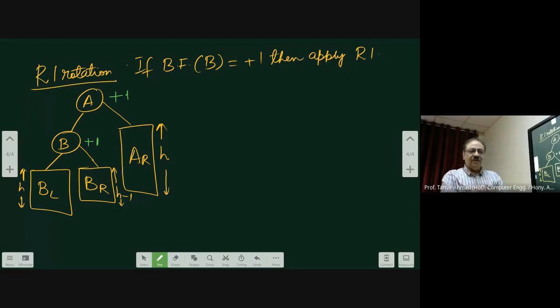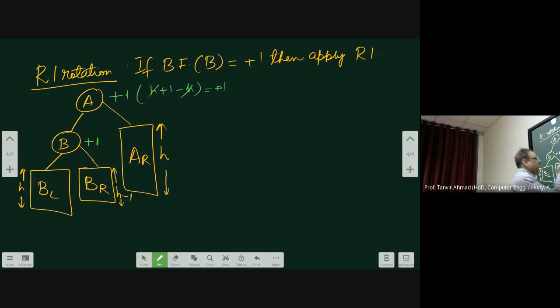Why? Because BL is h. B is 1, h plus 1 minus h. That is nothing but h plus 1 minus h, will give you +1. Why h plus 1? BL is h. You add B to that, h plus 1 minus AR is h. Therefore, h plus 1 minus h will give you plus 1.